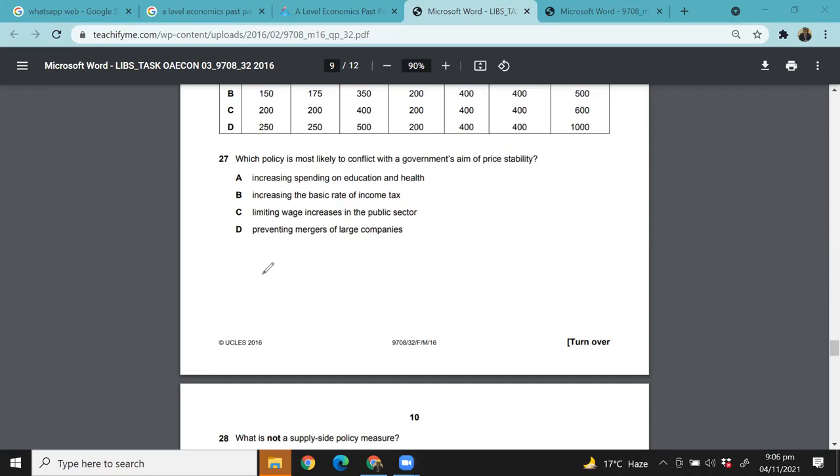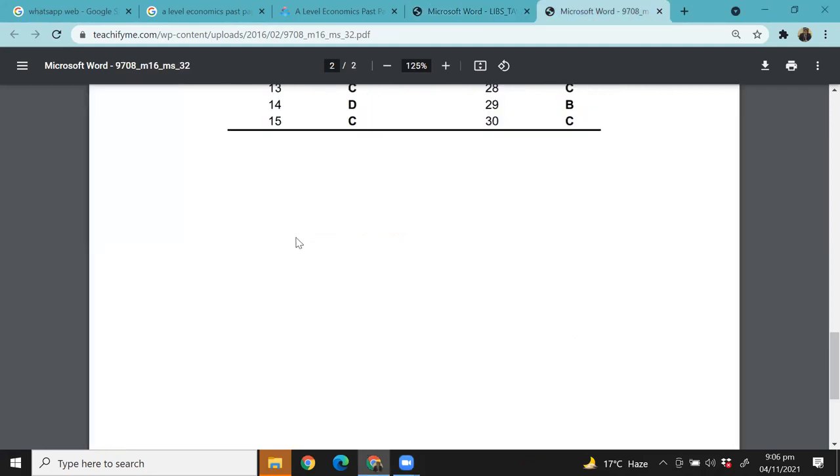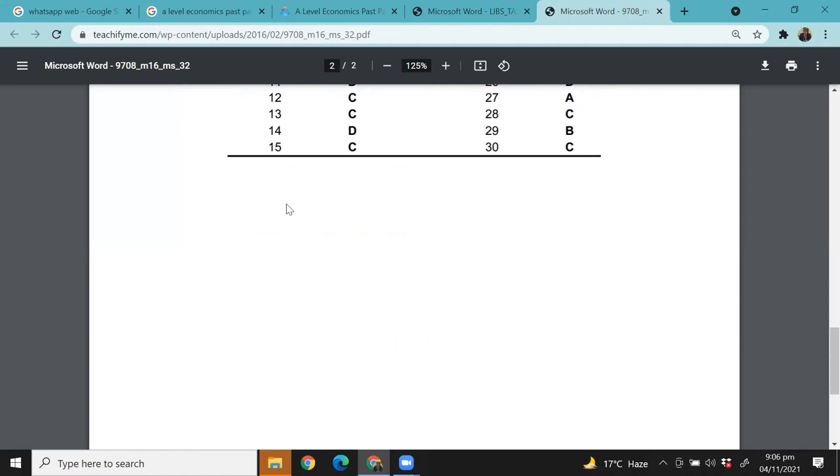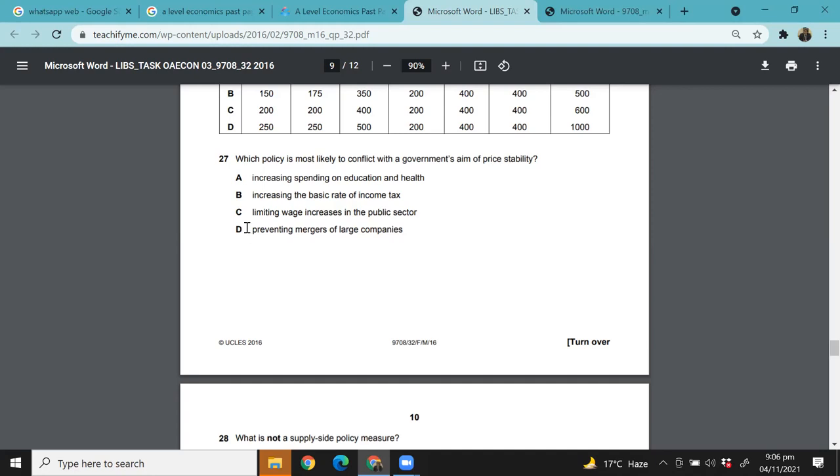C. No, no, no. Students, the answer is A. Let me tell you why it is A. 27 should be A. Let me check. 27 is A. Okay, now think about it, students. Sometimes the question looks very simple, but it's not. Now, why is it not B? Preventing mergers. Think about this.